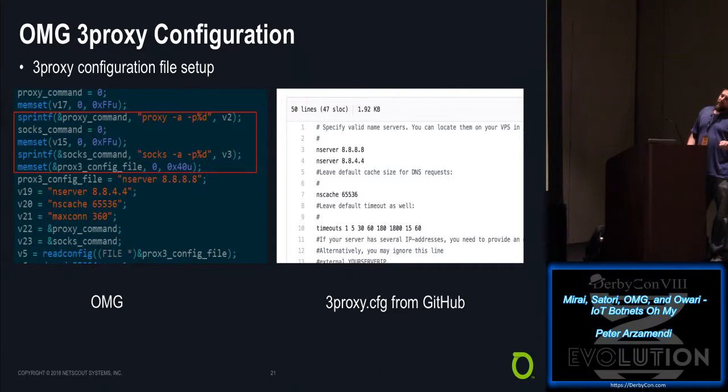Further down, we see additional configuration options such as the NS server options to use, along with the cache server and so forth. If we look at the configuration file on GitHub, we can see the exact same options here. So we can get a good indication that the author just quickly copied this over just to get it up and running and get it out there.